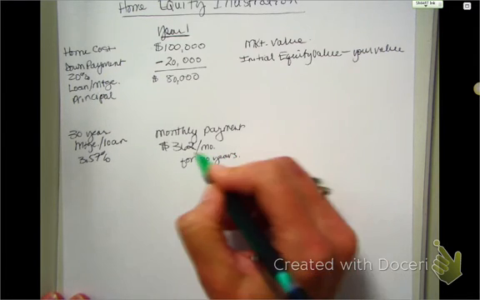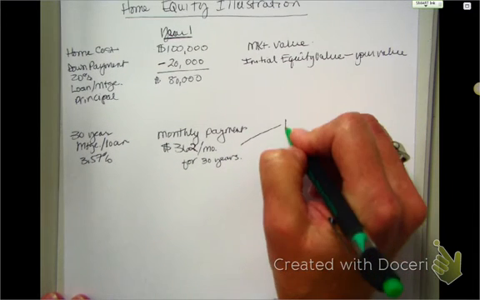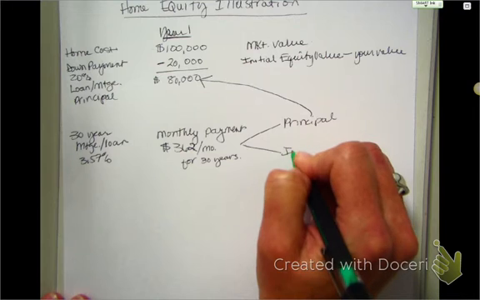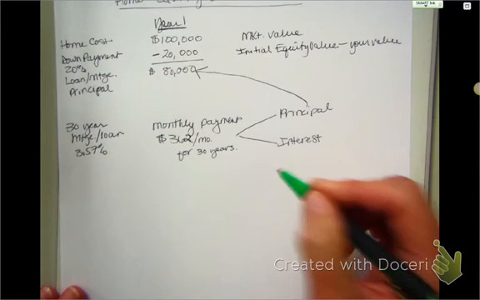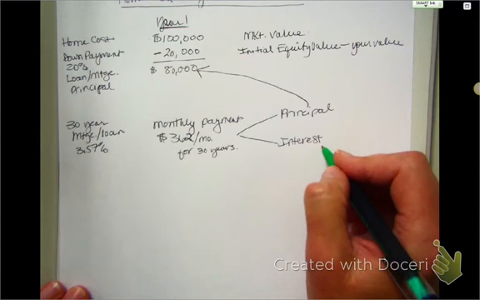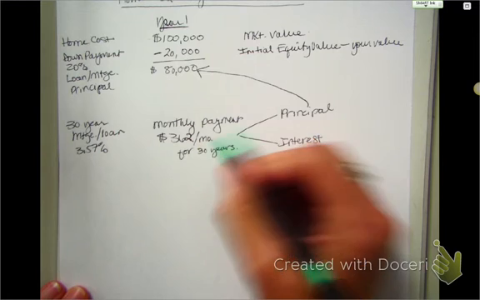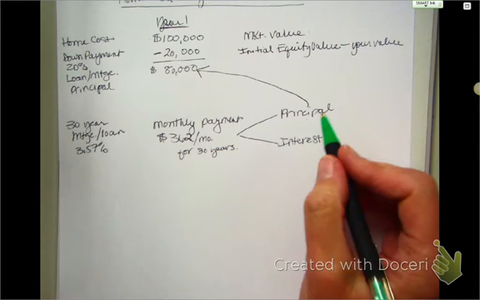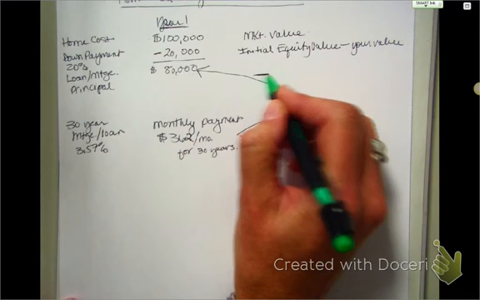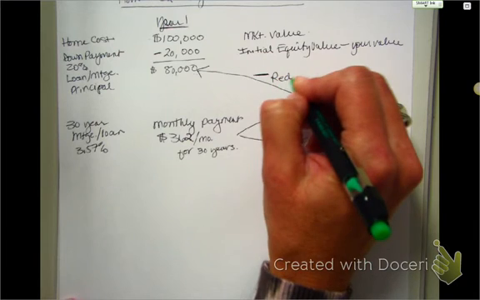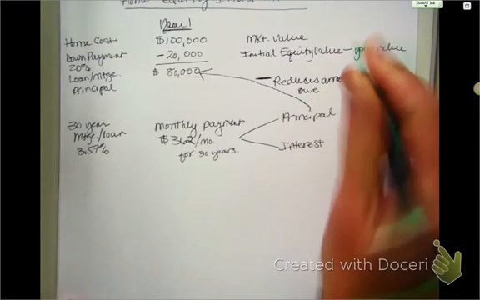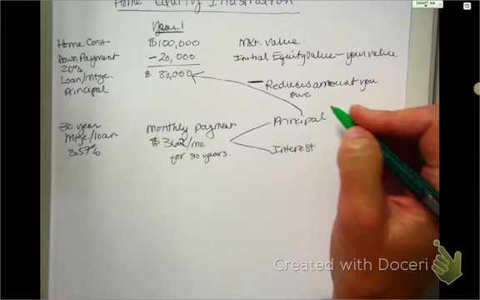Okay, and a portion of that $362 is going to go towards principal, so basically repaying the loan, and a portion is going to go towards interest to the bank. That's going to be the amount of money that the bank is making on that loan each month. So it gets broken up into two chunks. The principal goes towards repaying the loan, so this deducts from the amount that you owe. It reduces the amount of the loan that you owe, okay.